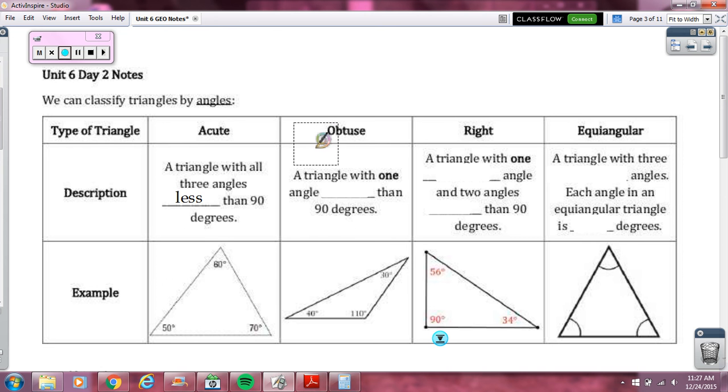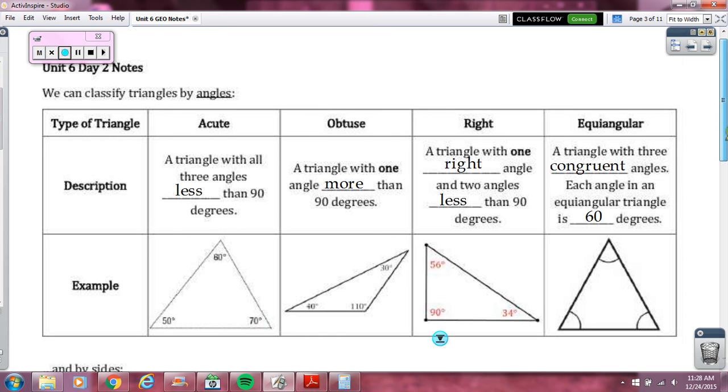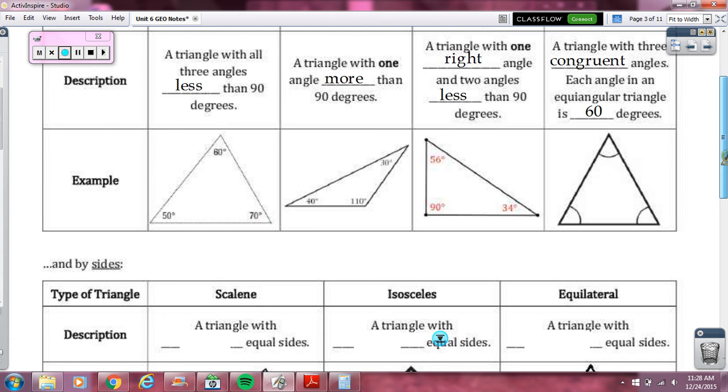An obtuse triangle is a triangle where one of the angles is bigger than 90 degrees. So here's a great example of one. A right triangle is a triangle with one right angle, which is a 90-degree angle, and then the other 2 angles are less than 90 degrees. And a triangle with 3 congruent or equal-sized angles is called an equiangular triangle. And each angle in an equiangular triangle is 60 degrees. We get that by doing 180 divided equally by 3. So 180 divided by 3 is 60.